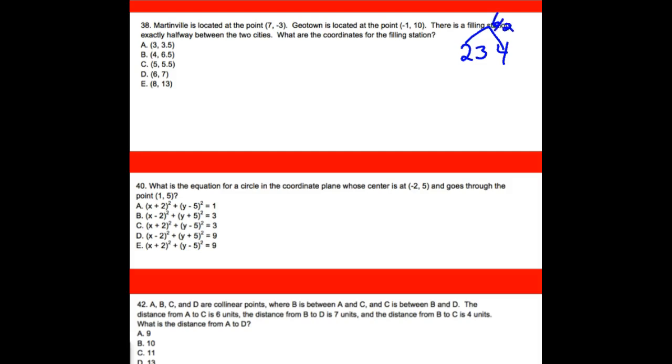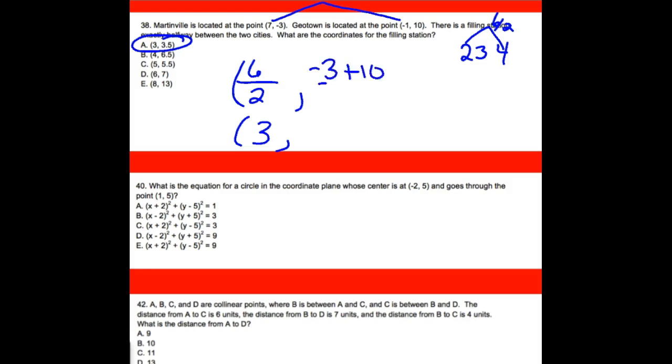So that's the easiest thing to do, let's go add these. 7 plus negative 1 is 6, and divide by 2. So halfway between those x values is 3. Or maybe you could just see that. And there's only 1 with a 3 as the x-coordinate, so I really don't need to do the y, but I'm going to. Negative 3 plus 10 divided by 2 would give you 7 over 2, or 3.5.